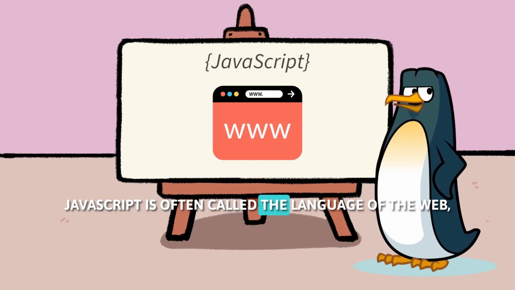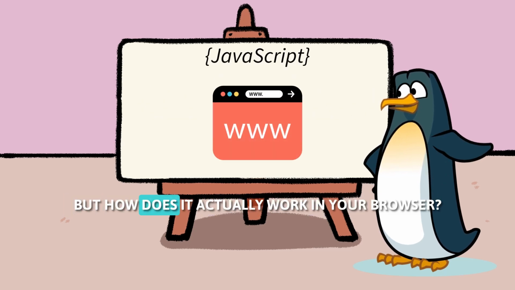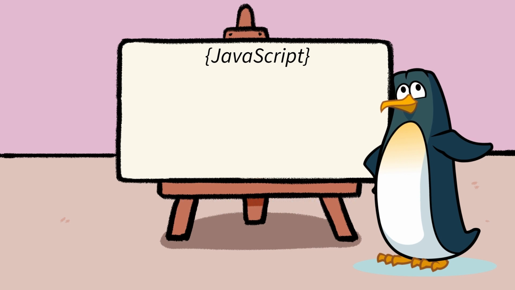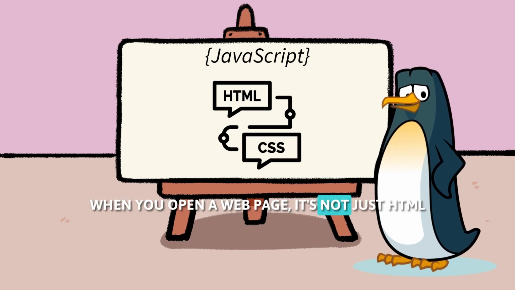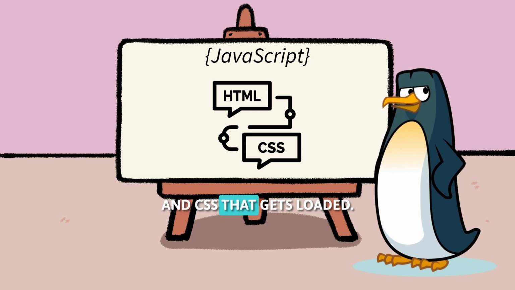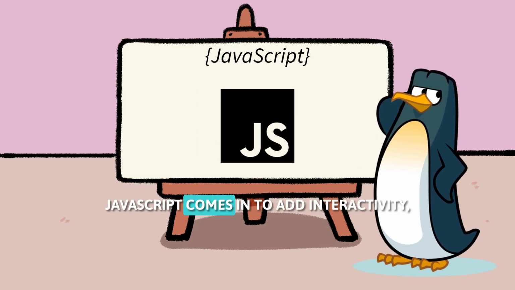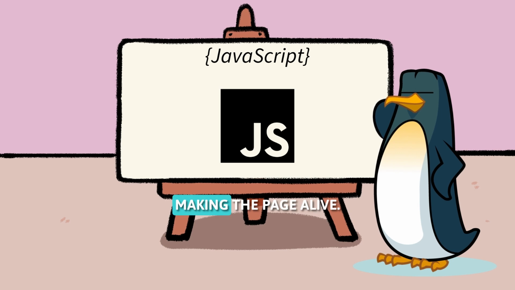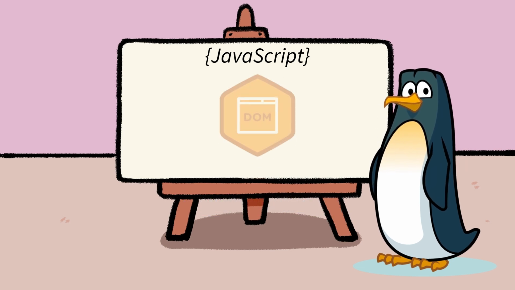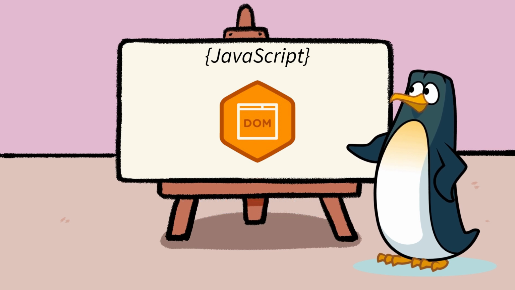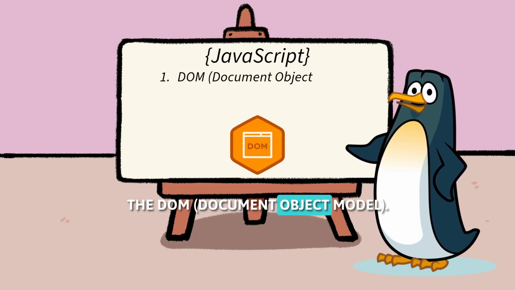JavaScript is often called the language of the web, but how does it actually work in your browser? When you open a web page, it's not just HTML and CSS that gets loaded. JavaScript comes in to add interactivity, making the page alive. Let's understand DOM. The DOM, Document Object Model.